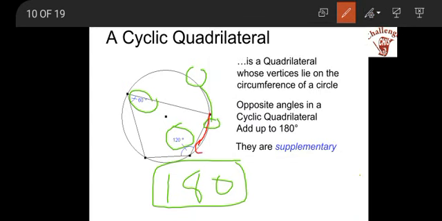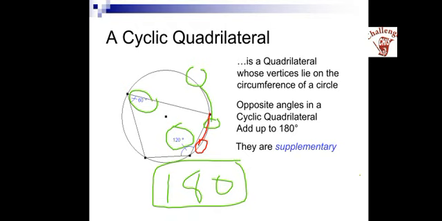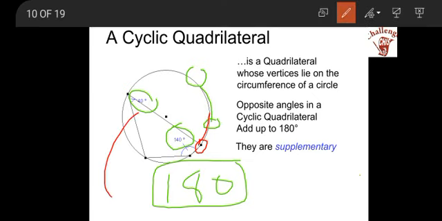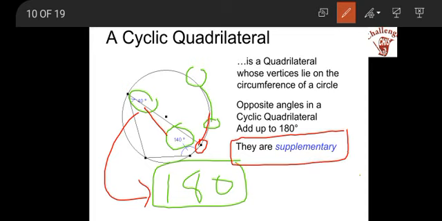Again, if we just moved the apex here, what will happen? You see, also when we add 140 plus 40 it equals 180 at the same time. That means we have to add them together to give us 180, because they are supplementary angles.